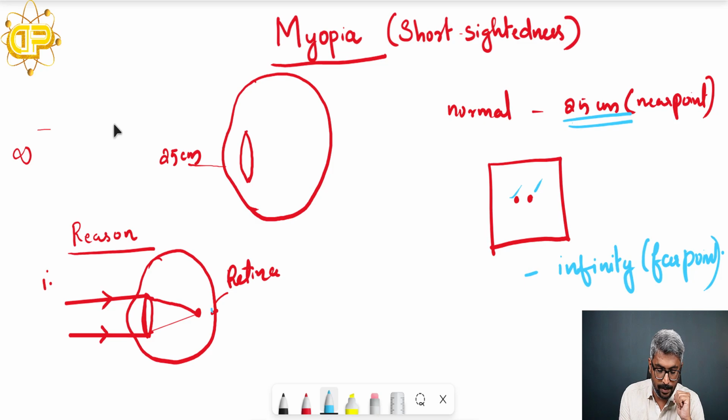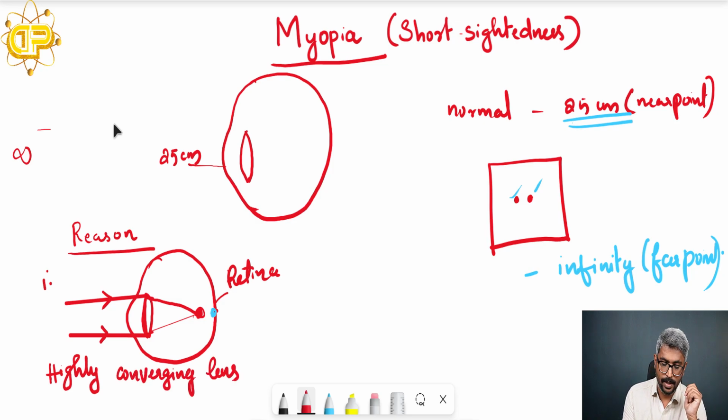Instead of falling where it should, the image will fall somewhere in front of the retina. The high converging power of your lens is one of the major reasons for myopia. And what is the second reason? The second reason is nothing but a large eyeball. If you have a large eyeball, it's a genetic thing.